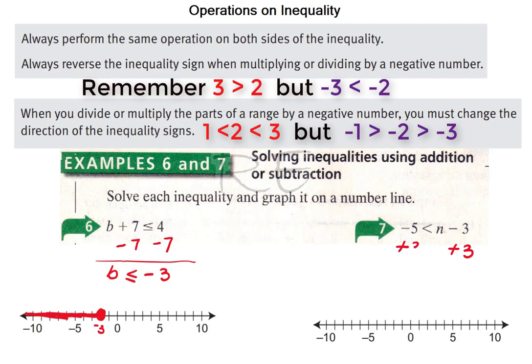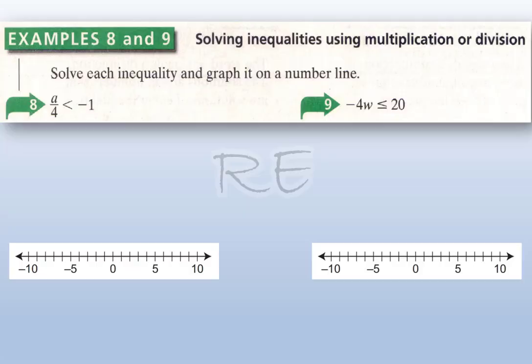Negative 5 strictly less than n minus 3. We add 3 to both sides. Negative 2 strictly less than n. Now, if negative 2 is less than n, when we compare n to negative 2, n will be strictly greater than negative 2. So negative 2 is not included, and we take the numbers to the right of negative 2. Those numbers are strictly greater than negative 2.